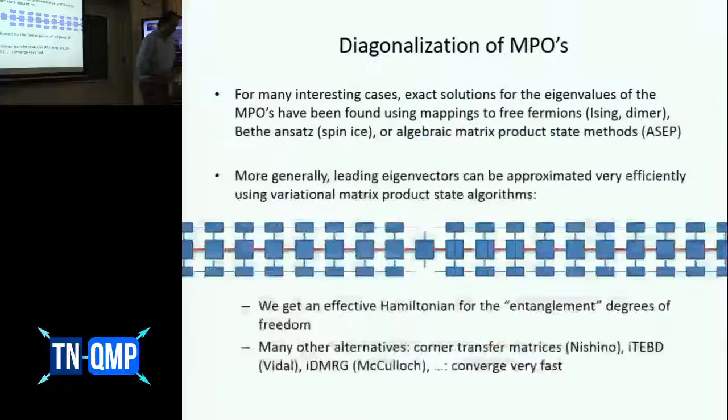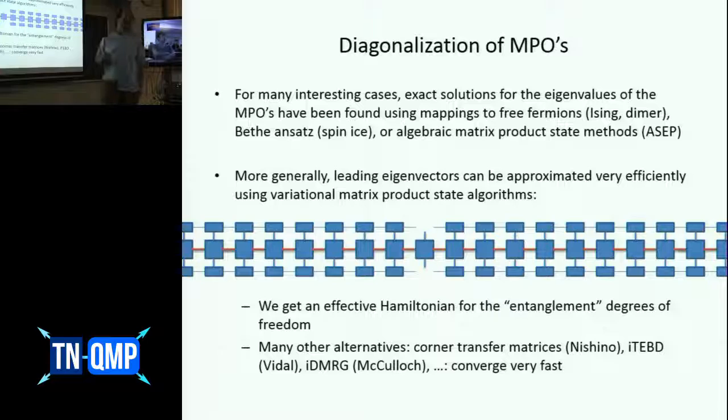Okay, so I don't really want to talk about this. This is about the question, how do we diagonalize matrix product operators? Okay, so you give him this MPO, actually this is exactly what I explained yesterday. So given an MPO, how to find leading eigenvectors of a matrix product operator.